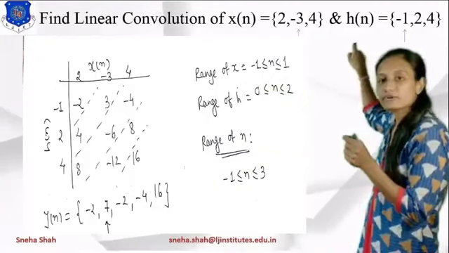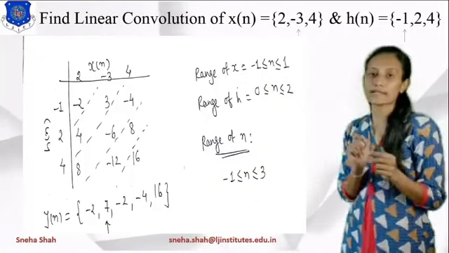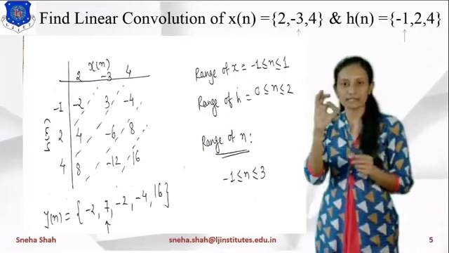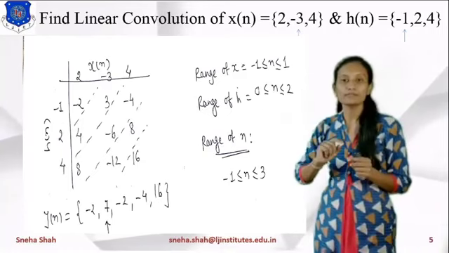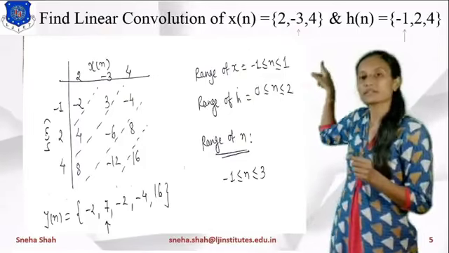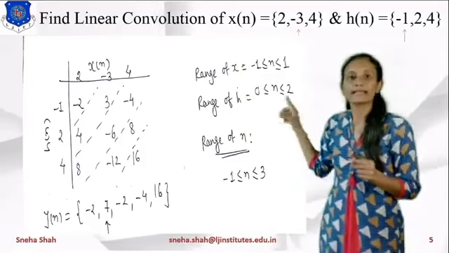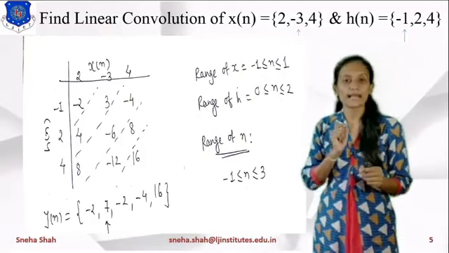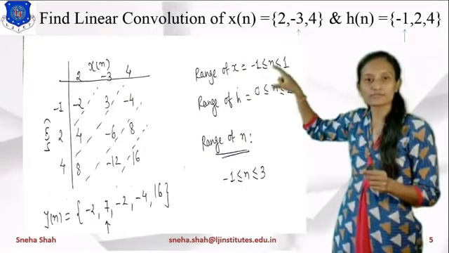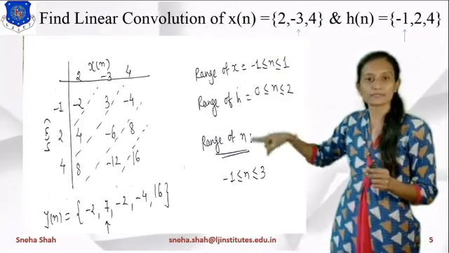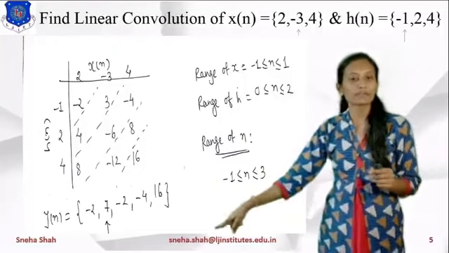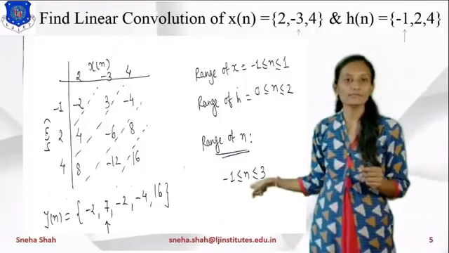Same way, if we are finding the range of h, the arrow is given below the first term, so it will start at 0 and end at 0, 1 and 2. So it will end at 2. So the range of h will be 0 to 2. Now if you want to find the range of n for the answer, we just add these two ranges. Minus 1 plus 0 means minus 1 and 1 plus 2 means 3. So the output range will be from minus 1 to 3.